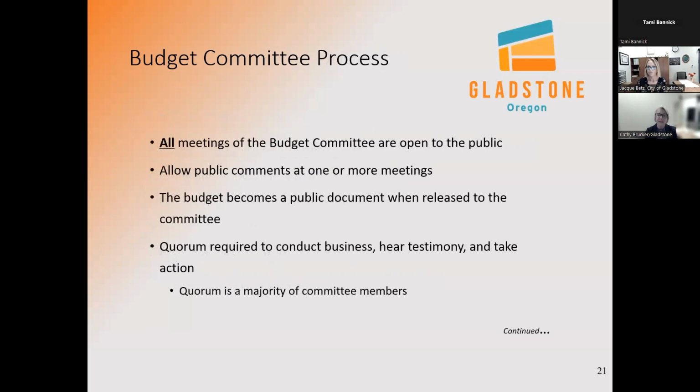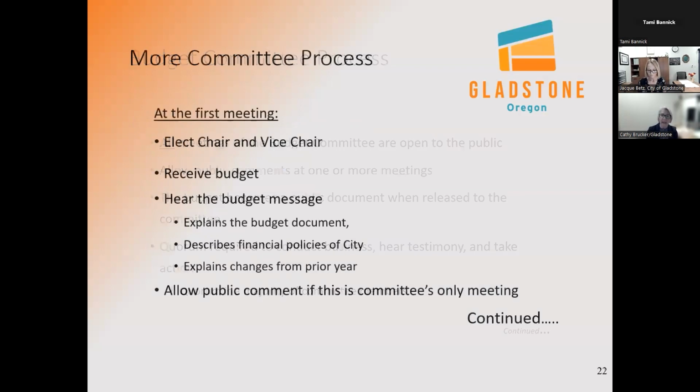For the process, in keeping with the ORS requirement for public transparency, all meetings of the Budget Committee are open to the public. They allow public comments at 1 or more meetings. The budget becomes a public document when released to the committee. A quorum is required to conduct business, hear testimony, and take action. And quorum is a majority of committee members. Next slide. More committee process.